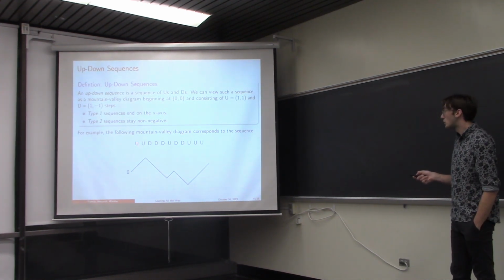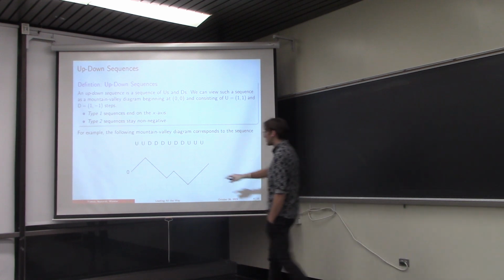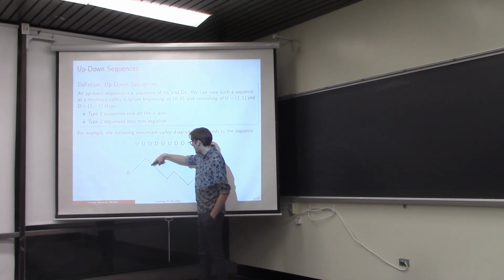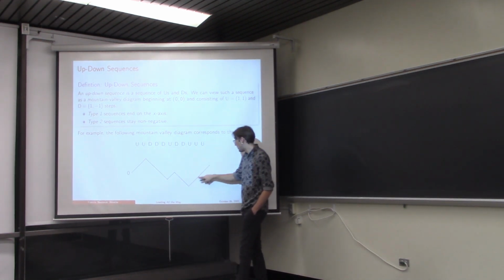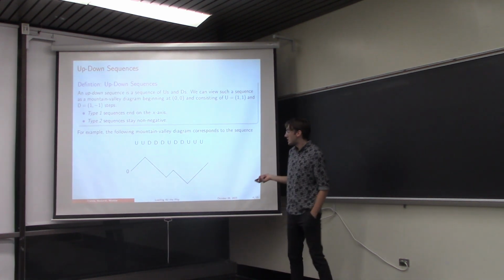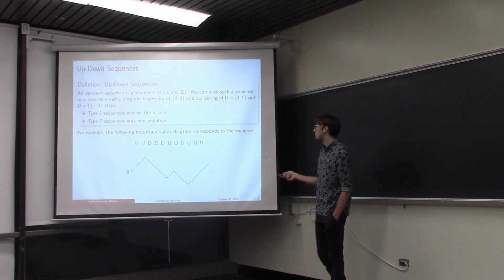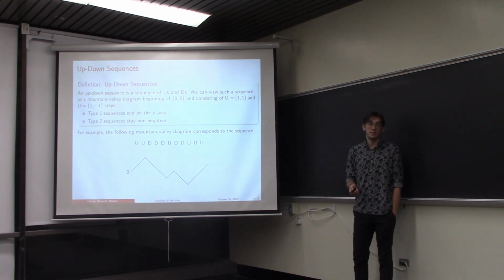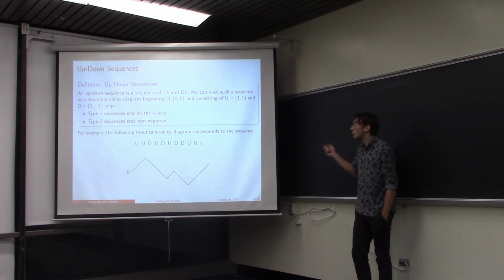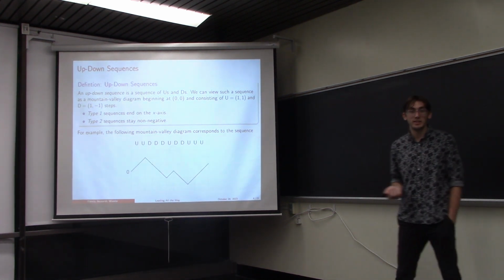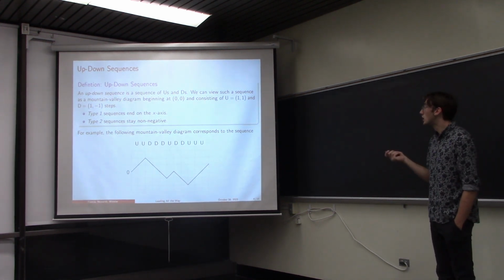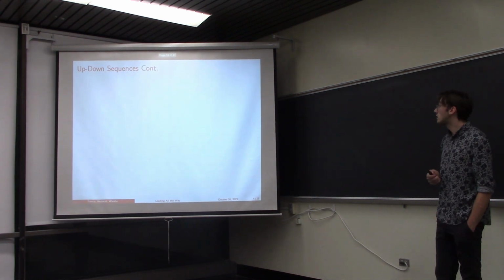So this first U corresponds to this first up, down, down, down, up, down, down, up. And it's neither type 1 nor type 2 because it does not stay non-negative and it does not end on the x-axis. Okay. So first thing, for some reason, I'm not going to tell you why yet, we need to understand more about these up-down sequences.